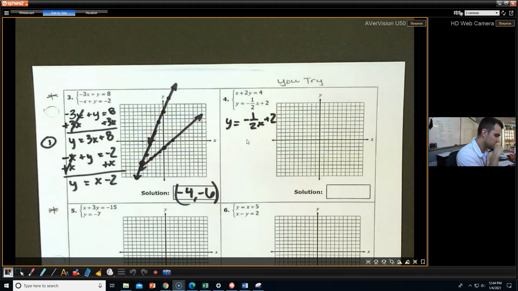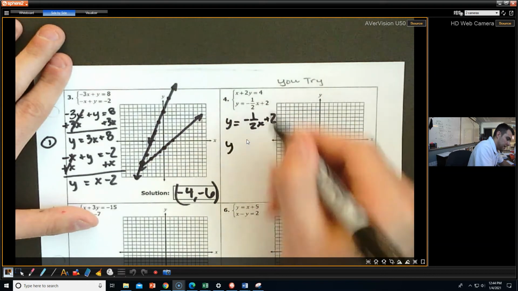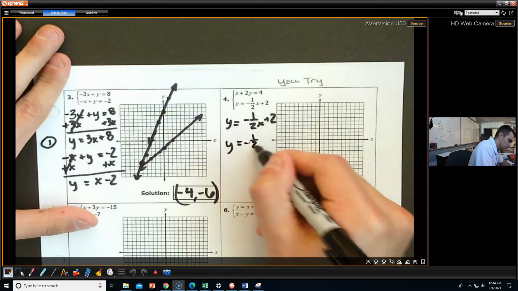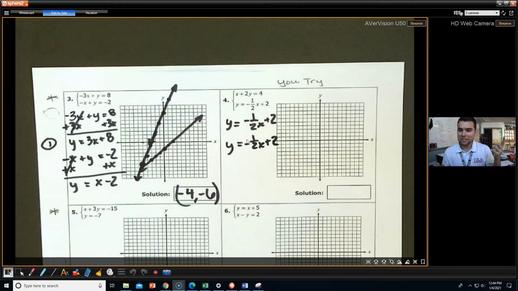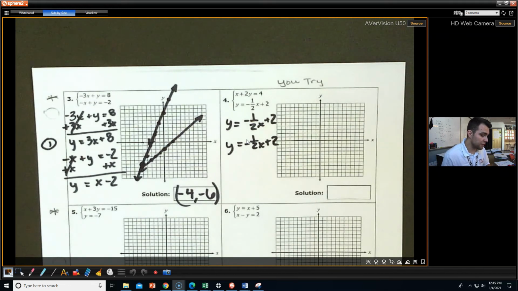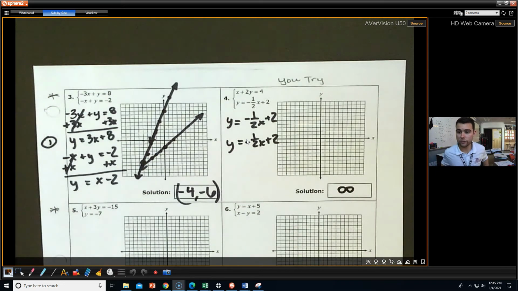Okay, that guy, and then I have this guy below it. I have the other equation, y equals -1/2 x plus 2. Now, they are the same exact equation, it turns out. So without even graphing it, and we could, but without even graphing it, we know they're going to be right on top of each other. So my solution is infinity, just like our notes told us to do. Okay, not too bad.